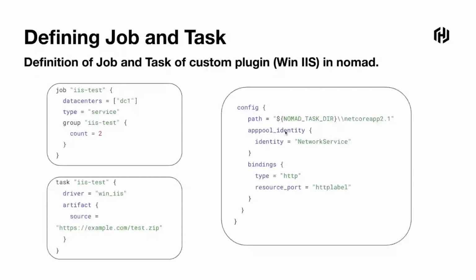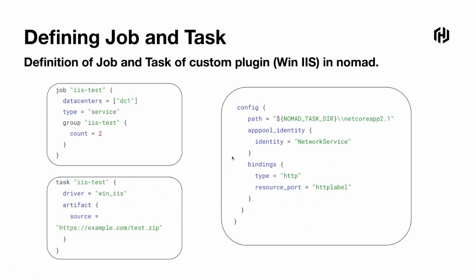The application pool identity is an IIS property which we have to define, for example, that I want to use the network service, or some other IIS property. And let's say the bindings, the type of bindings. For example, whether the application is running in the HTTP form, or on the TCP form, and the label of the port, something like that. And if the driver was Docker, we would have to update the configuration related to the Docker part. But since we are running the custom plugin WinIIS, accordingly we have defined the configuration here.